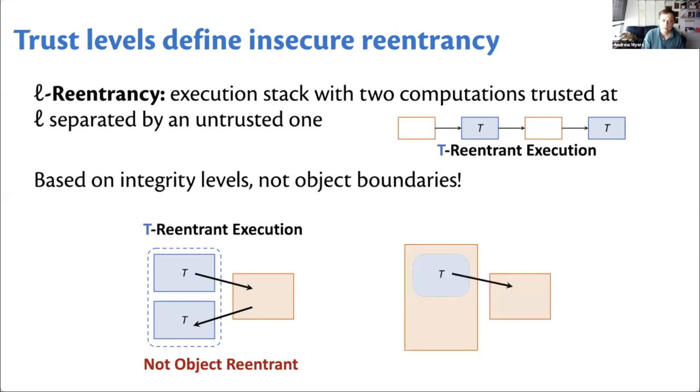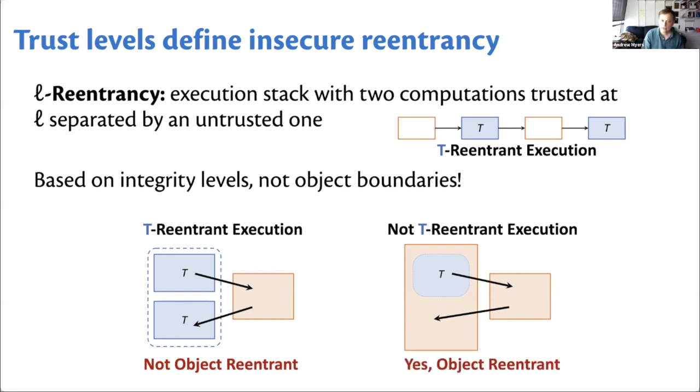At the same time, we can have a case where there's a contract which has information at different levels of integrity. Some information is at the level T, some is at a lower level of integrity, and this flow of control we would not consider to be T reentrant, because it actually doesn't admit these kinds of reentrancy attacks, but conventional notions of reentrancy would have considered this to be reentrant. So this satisfies what we are calling object reentrancy.